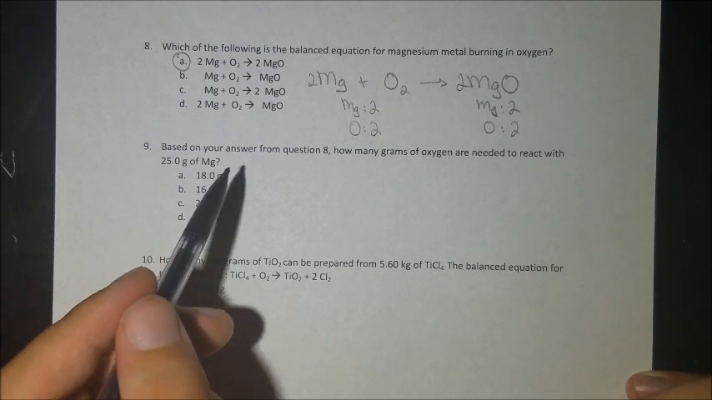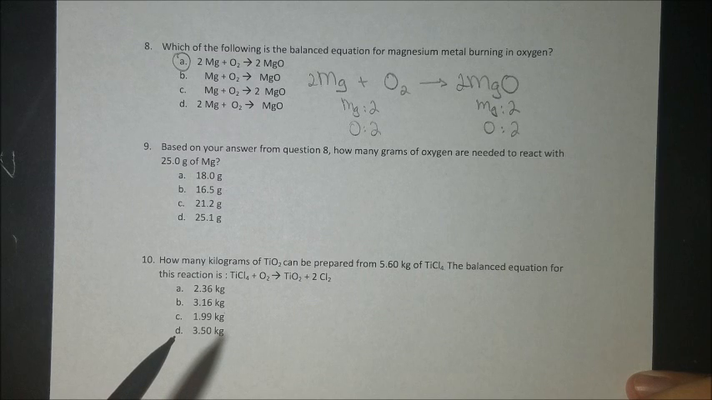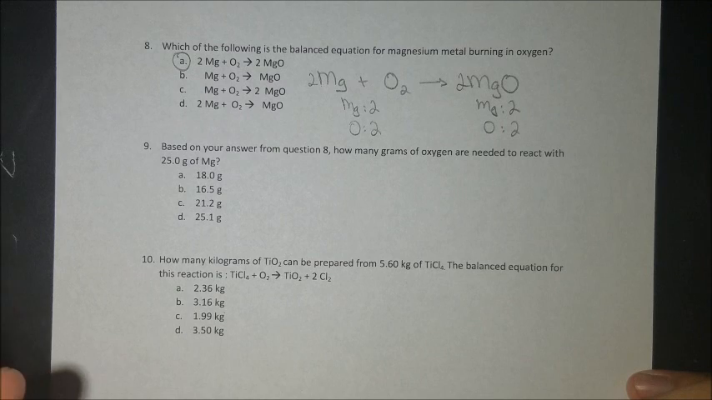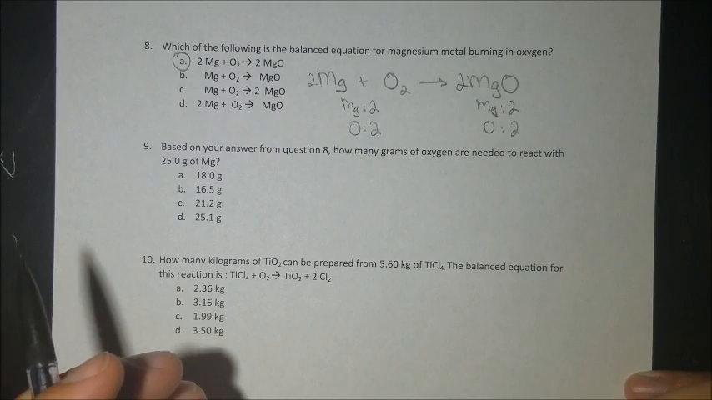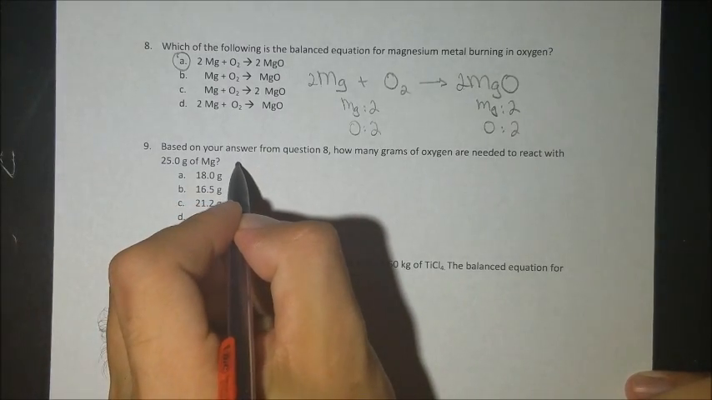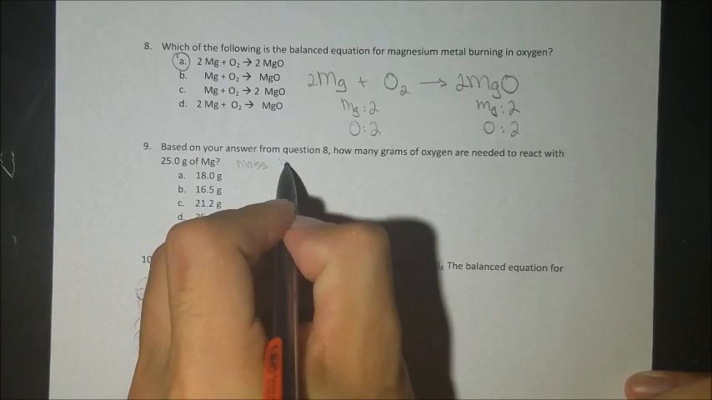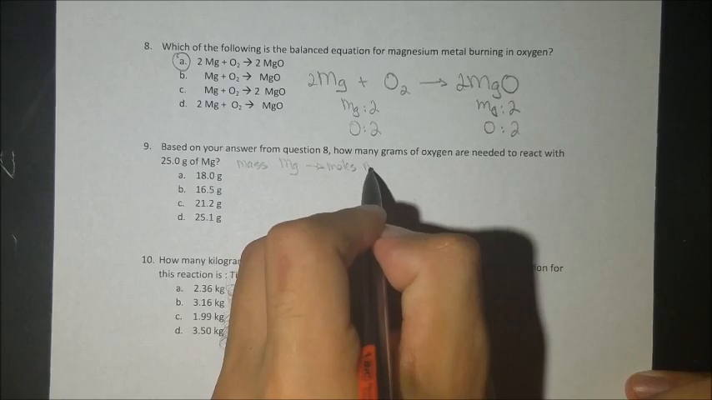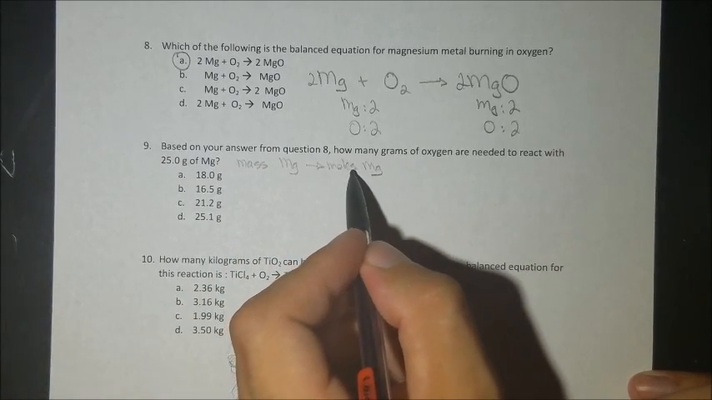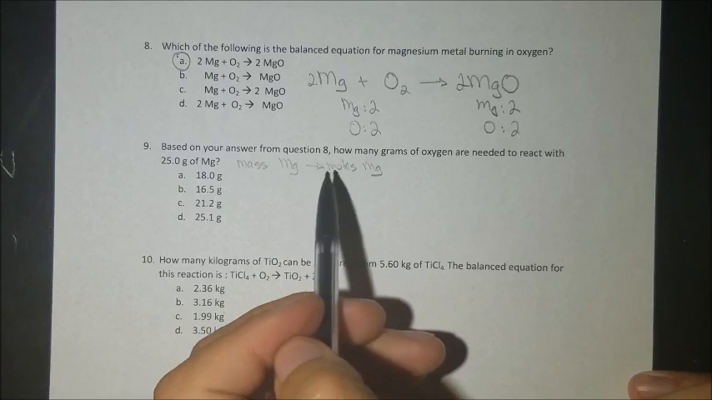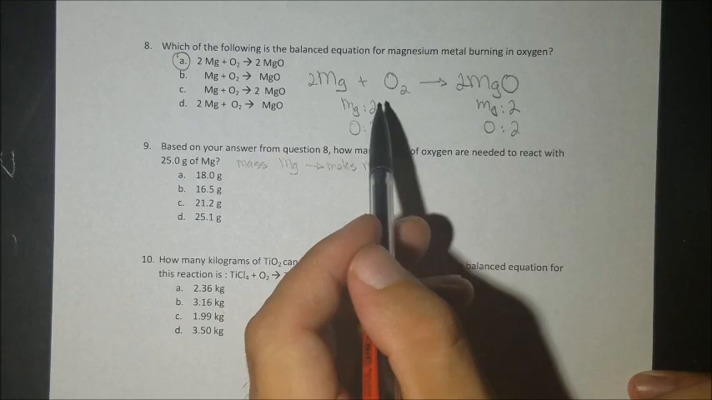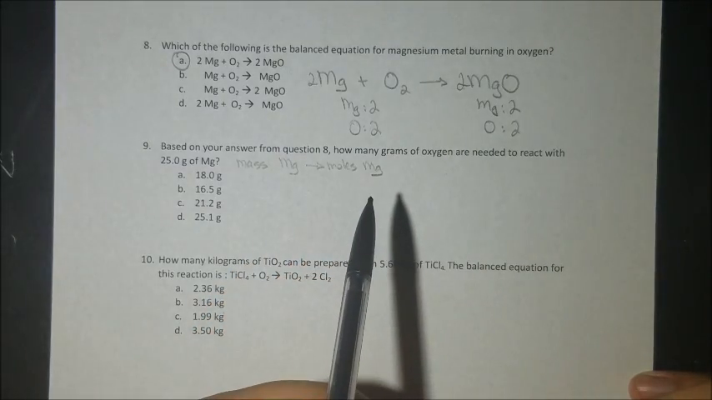Then once again, piggybacking off of number 8, we've got here, based on your answer from question 8, how many grams of oxygen are needed to react with 25 grams of magnesium? So we're going to go back to the strategy that we saw in the worksheet that we implemented when we looked at the sugar reaction and then also when we did the iron reaction. We're going to start out with the mass of magnesium, and we're going to convert that mass into moles of magnesium. Remember that we need to do that so that we can relate this mass to the reaction. But we can't use masses in the reaction, we have to use moles, because the reaction gives us mole-to-mole ratios.